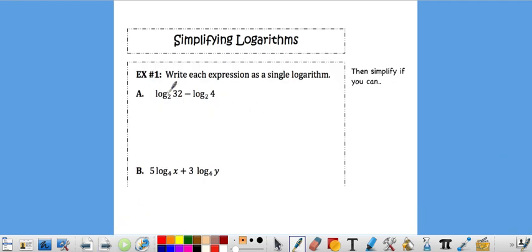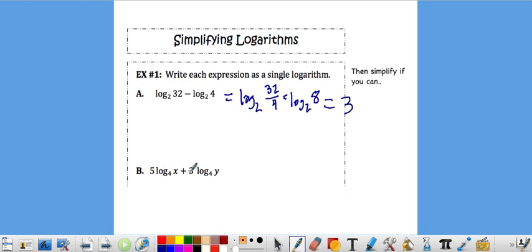So here we have kind of an expanded logarithm. We're going to write it as a single logarithm and then simplify if we can. So log base 2 of 32 minus log base 2 of 4. Whenever we see subtraction of logarithms, that correlates with dividing. So this is like log base 2 of 32 over 4, which we know, 32 divided by 4, last time I checked, is 8. And then we can simplify that too. 2 to what power gets you 8? Well, 3. So this whole thing altogether is just 3, which is kind of cool.